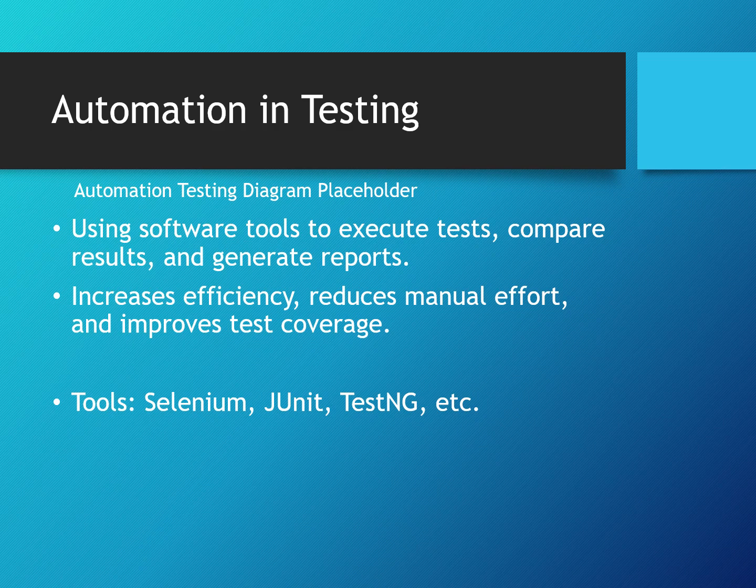Another big advantage is consistency. Automated tests can run the same way every time, reducing human error. Plus, they can be scheduled to run overnight or after every code commit in continuous integration pipelines. While automation doesn't completely replace manual testing, it definitely complements it by handling repetitive, large-scale, or data-heavy tasks efficiently. Ultimately, it boosts speed, improves coverage, and increases confidence in the quality of the product.